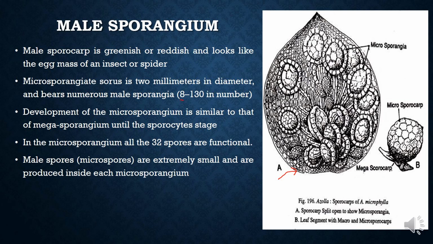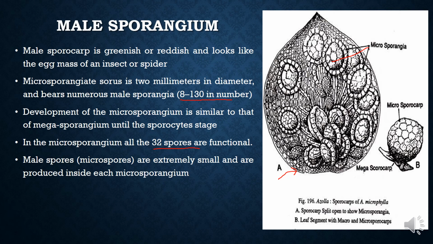Actually 8 to 130 sporangia can be present, depending upon the species of Azolla. And within each of these sporangia, the structures contain many microspores. The method of development of the microspore is similar to that of the megaspore, but in the case of microspores, all the microspores are functional, that is, 32 functional spores will be produced, in contrast to the megaspore, where only one is functional and the rest degenerate.